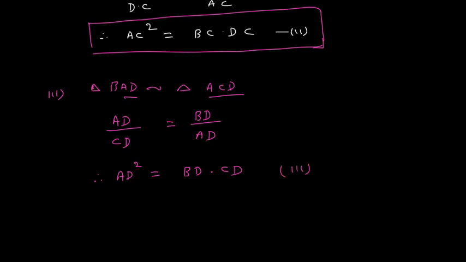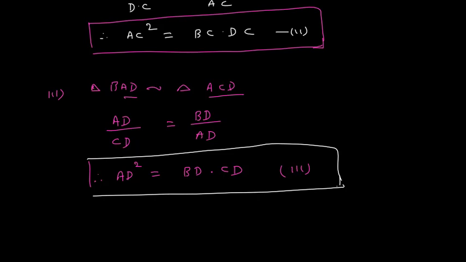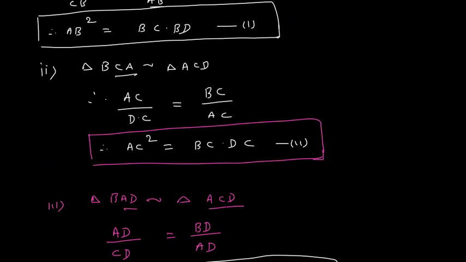So equations 1, 2 and 3 are the required solutions. This is our third part. We have shown that AD square is equal to BD into CD. Easy, right? They are simple problems.